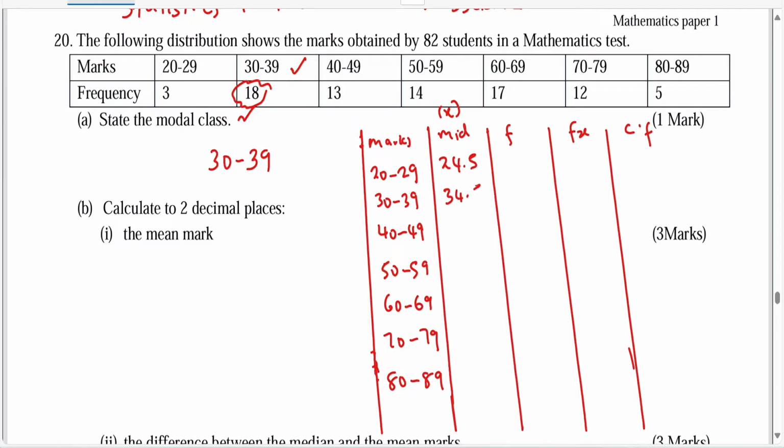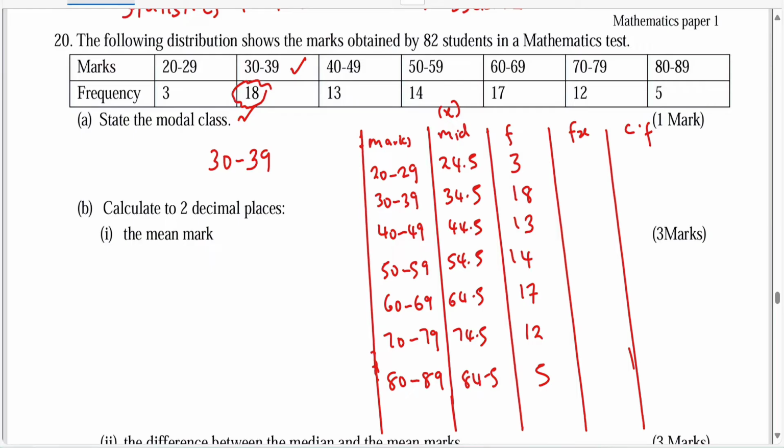So hapa itakuwa 34.5, ukifanya hata ukiconfirm mwenyewe 30 plus 39 divided by 2 itakuwa 34.5. Hii the same thing 44.5, 54.5 because all of them have same intervals, yani class width zake ziko sawa. So hapa ni 64.5, hapa ni 74.5 na the last one being 84.5. So frequency yako umeandikiwa 3, 18, 13, uko na 14, uko na 17, uko na 12 na lastly being 5.